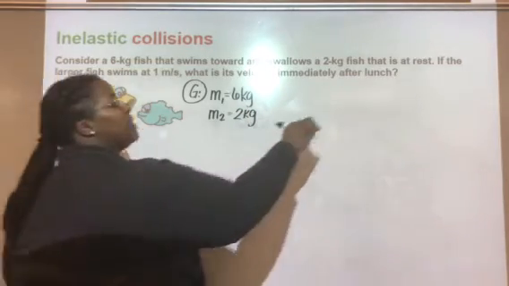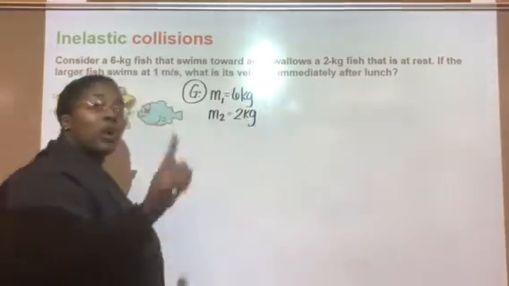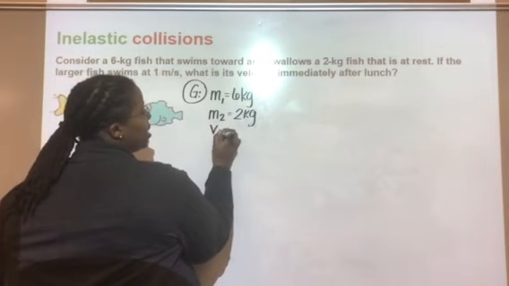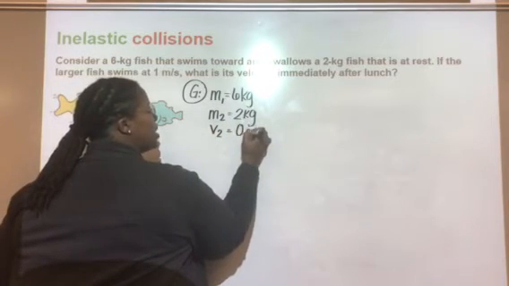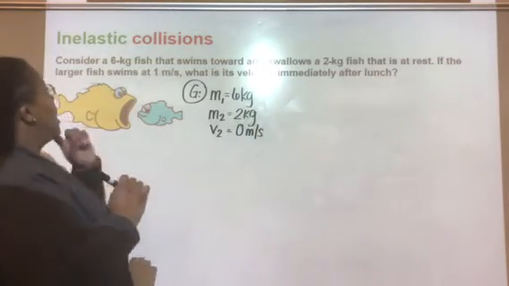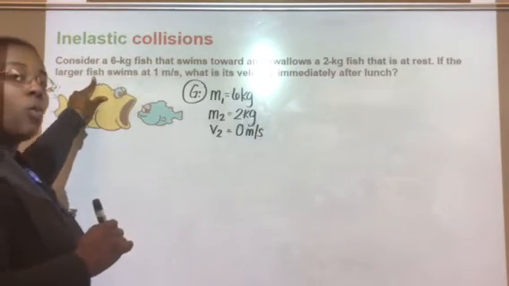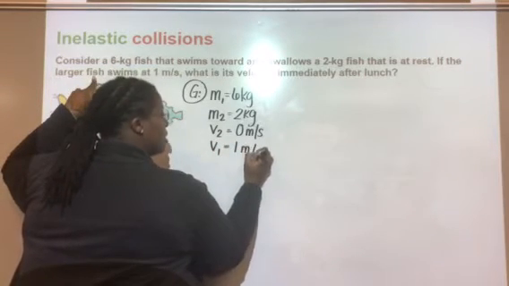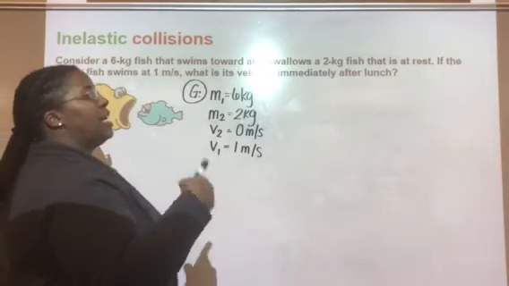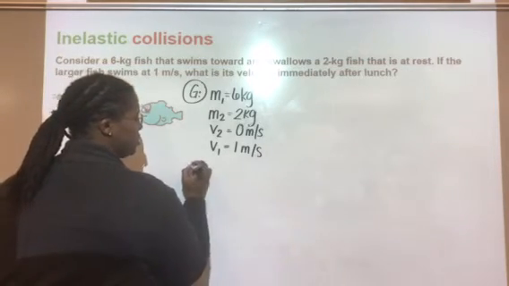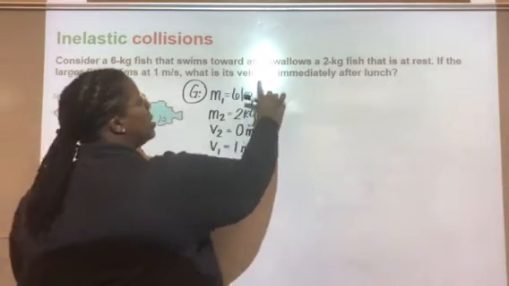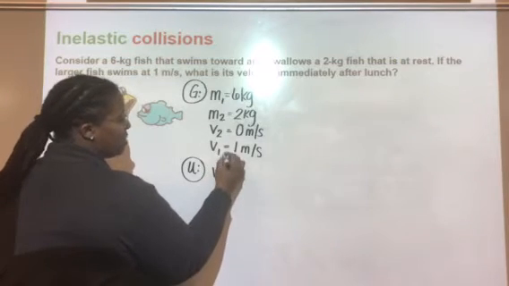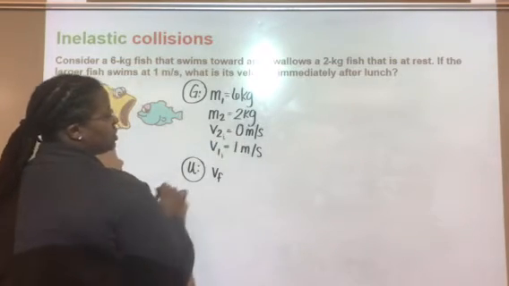The 2-kilogram fish is at rest. That's one of our key words that will lead us back to our velocity. So the velocity of that second fish is 0 meters per second. If the larger fish swims at 1 meter per second, what is its velocity immediately after lunch? So what's our unknown? Velocity immediately after lunch. We're looking for that V final, which normally they're going to label just with a 2.